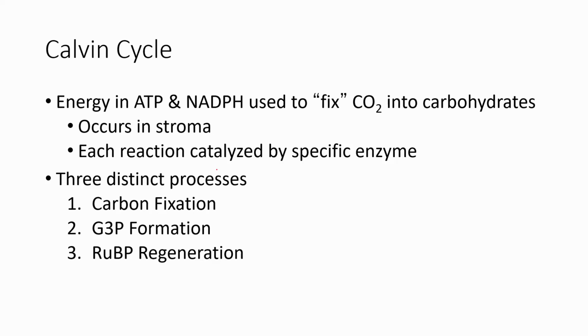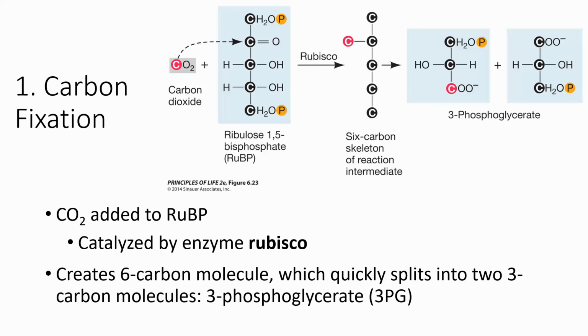This process happens in the stroma. It's a series of reactions in a cycle, just like the Krebs cycle or citric acid cycle was. Each of the steps of it is going to be catalyzed by a different enzyme. You do not need to know the names of most of them. And it can be broken down into 3 different processes. The first of which is carbon fixation. Then you're forming this molecule called G3P. And then you're forming basically the carbon acceptor that you start with all over again. So let's look at this in more detail.